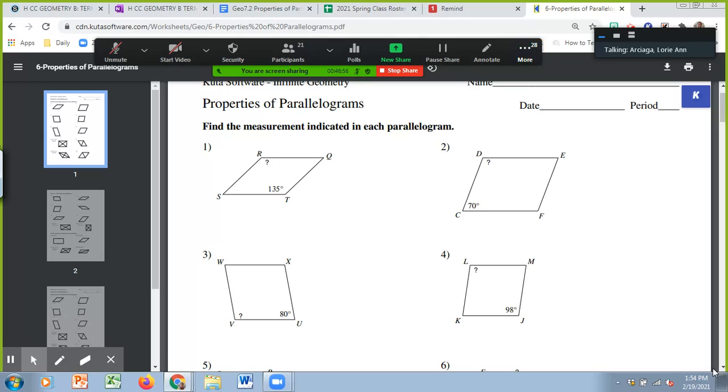45? Try again. Number 1. I'm on number 1. Are we looking at the same thing? Properties of parallelograms. 135. Good job, Abraham. Because we just said opposite angles are congruent.